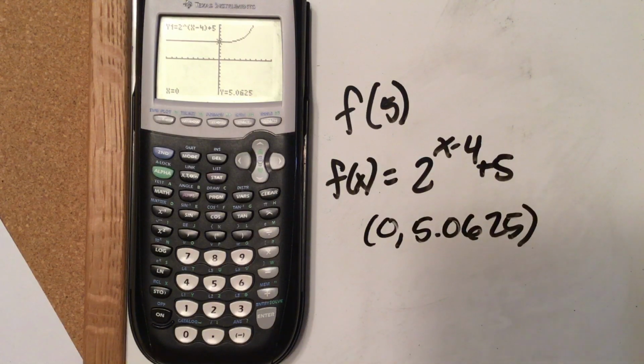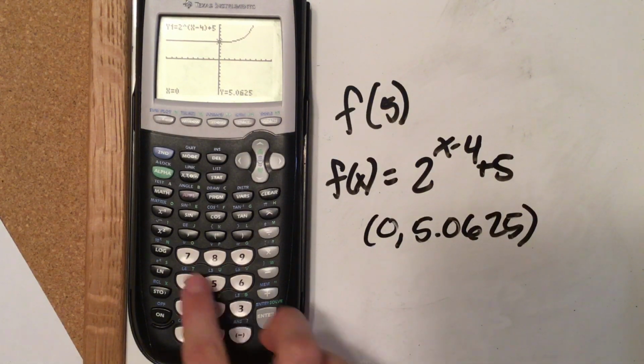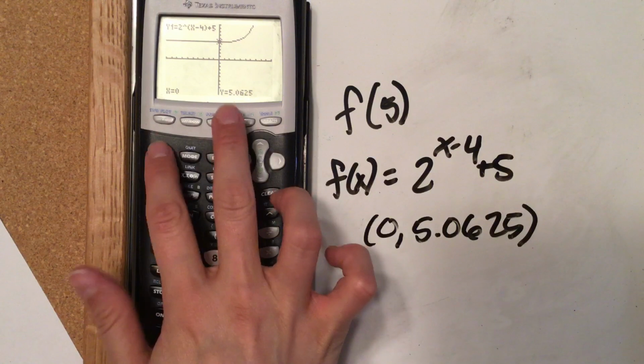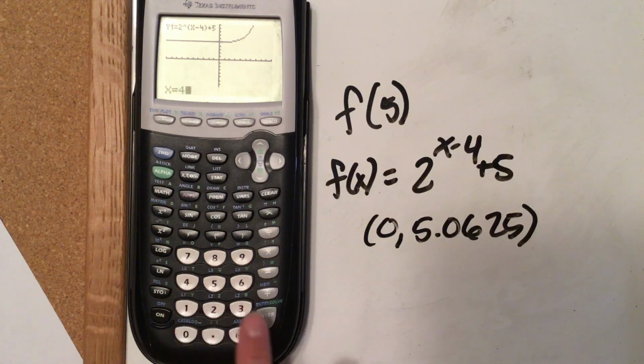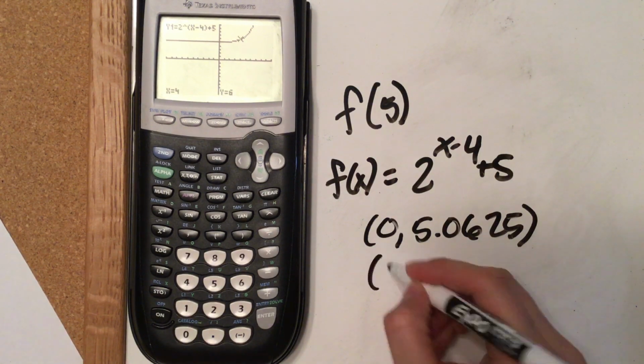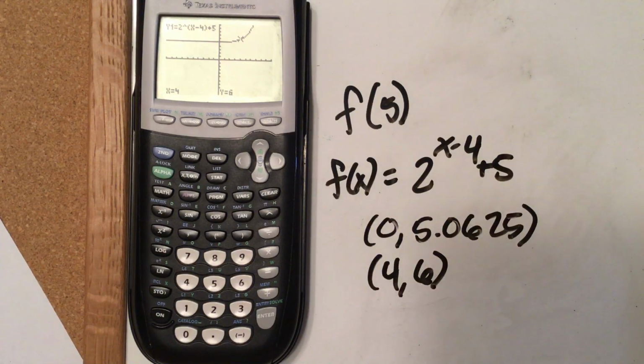0, 5.0625. If I would like to find a value of, like, 4, I don't have to go and do that same thing again. I can just hit 4, and then hit enter, and we've got the point 4, 6. So that is how you find any value.